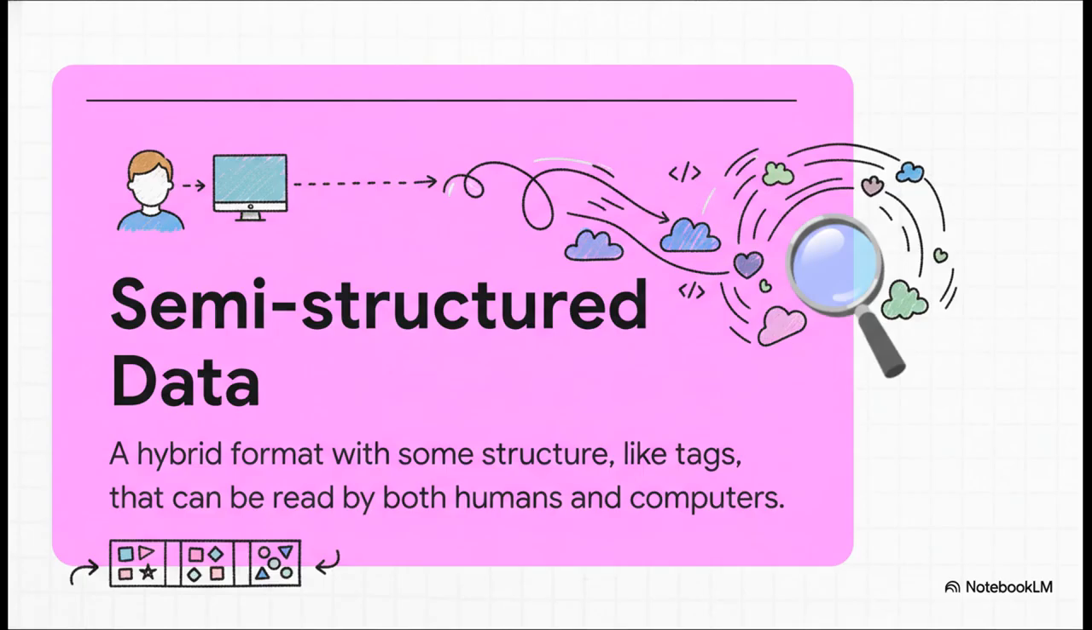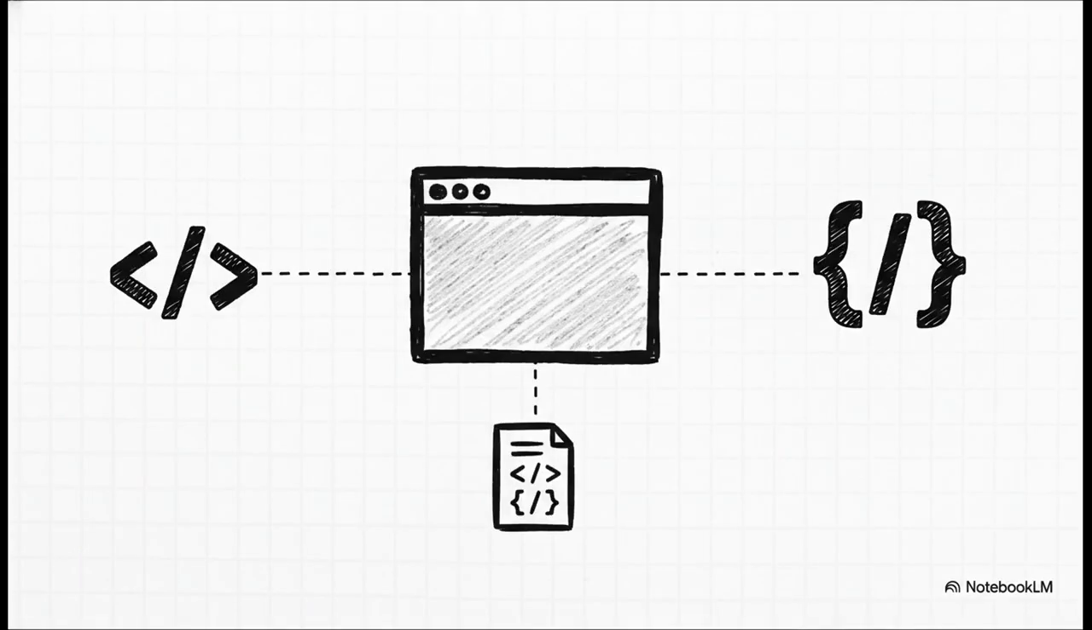Think of it like a hybrid. It doesn't use that strict table format, but it does have tags or other markers to separate different elements and create a kind of hierarchy. This makes it readable for both people and machines. And I guarantee you've seen this stuff before, even if you had no idea what it was called. I mean, think about it. The HTML code that builds every single website you visit, that's a form of semi-structured data. And the same goes for things like JSON and XML, which are kind of the backbone of how many modern apps talk to each other.